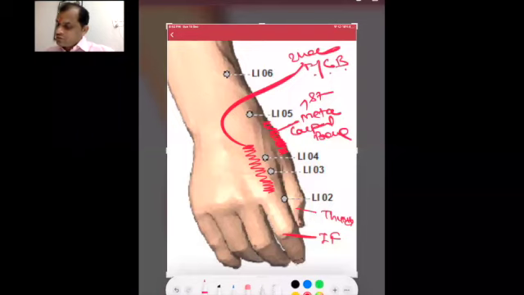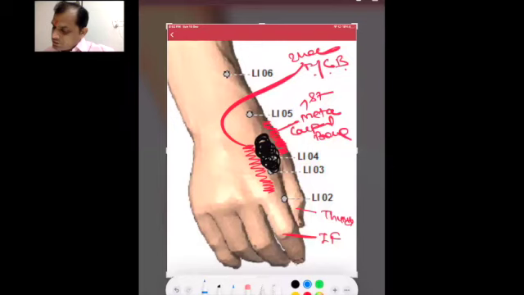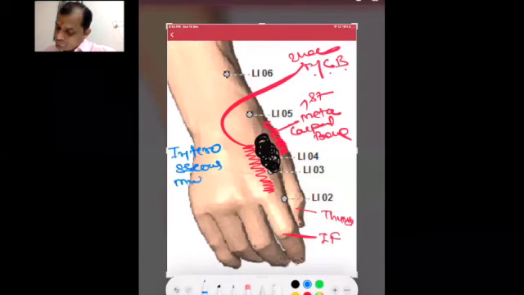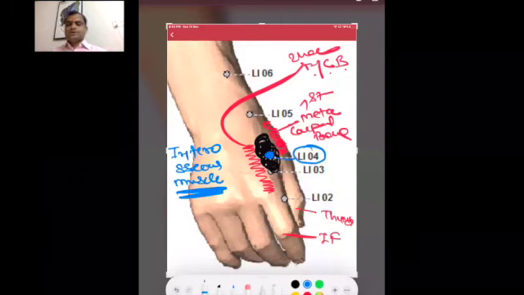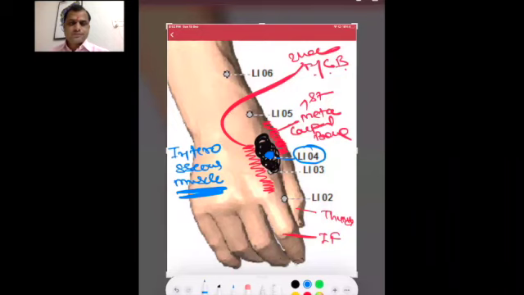In between the first and second metacarpal bone, we have one bigger muscle here. The name of this muscle is the interosseous muscle. On the tip of the interosseous muscle, we have the location of Li4. This is a very famous point in acupuncture, and this is also called painkiller point.